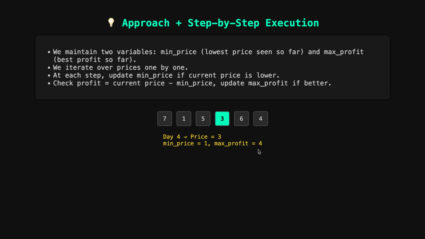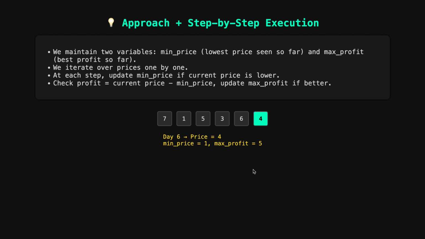On day 4, price is 3, which is again greater than the min price. So we calculate the profit, which is 3 minus 1, which is 2. This is less than the maximum profit that we already have, so there is no update. On day 5, price is 6. So profit by selling on this day becomes 6 minus 1, which is equal to 5. So we update the max profit to 5. On day 6, price is 4. So profit becomes 4 minus 1, which is 3, smaller than 5, so there is no change again. At the end of the array, the best profit we can make is 5, and that is going to be our final output.